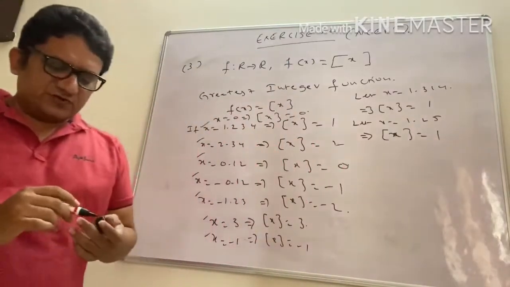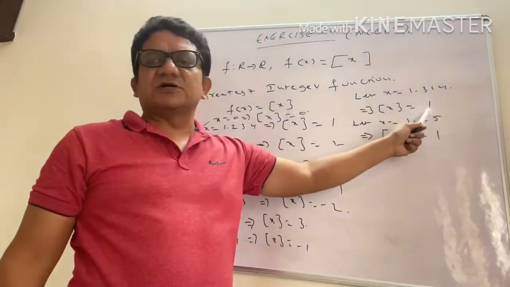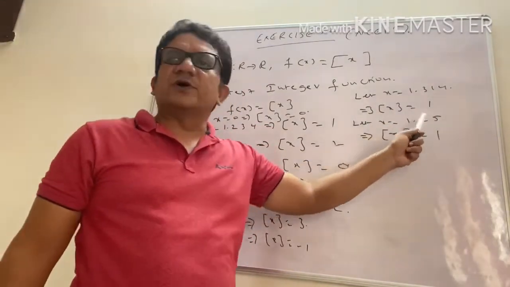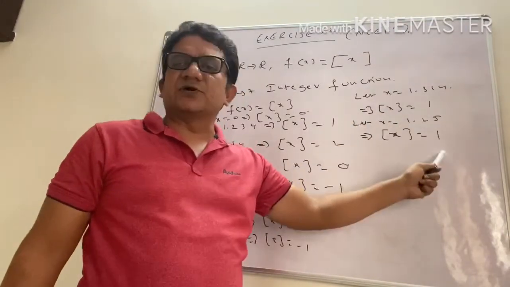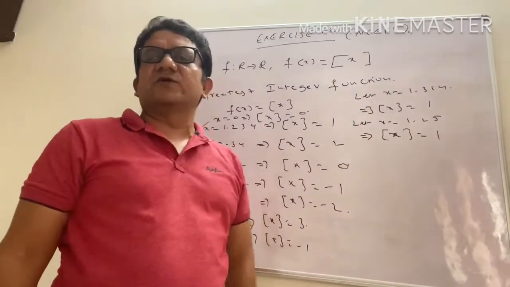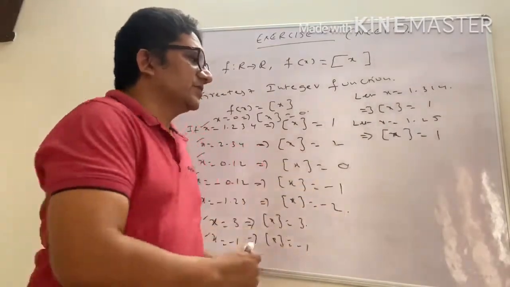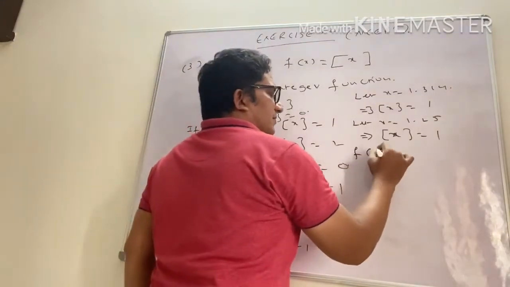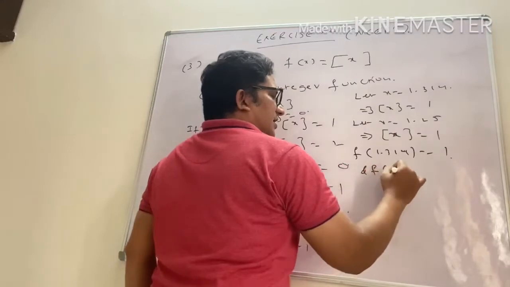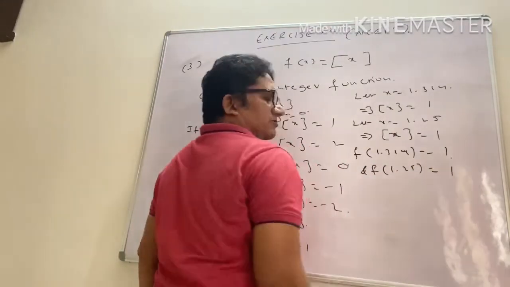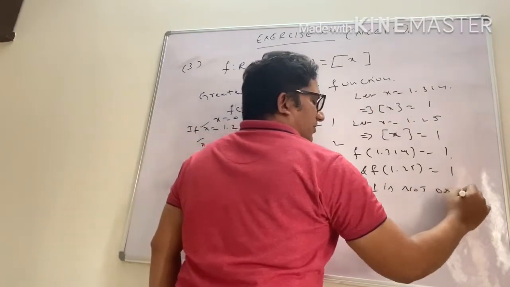Now here what we need to observe: when I give input 1.314, the output is 1. When I give input 1.25, then also the output is 1. So different inputs but the output is the same. So it is violating the rule of one-one. It is clearly many to one. So different input, same output. That's why here we write f of 1.314 equals 1 and f of 1.25 is also equal to 1. Therefore, f is not one-one.